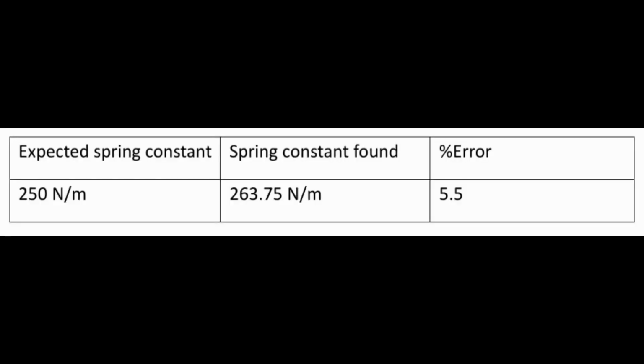Lastly, there is the error value of the found spring constant. There are two main reasons why this error occurred. The first one is the throwing direction of the puck. No matter how much I try to throw the puck in an orderly manner, it is almost impossible to throw it in the same direction as the spring.